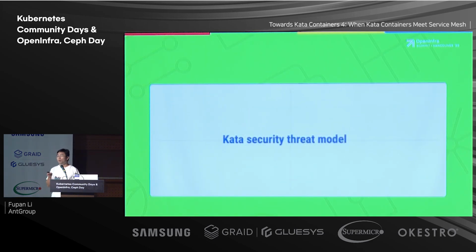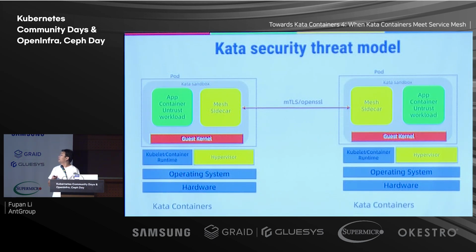So the sidecar, what issues will the sidecar trigger? How does the sidecar treat issues for Kata containers? Yes, we can see that if we put the service mesh sidecar in Kata containers, the sidecar will be cooperating with the application container in the VM.